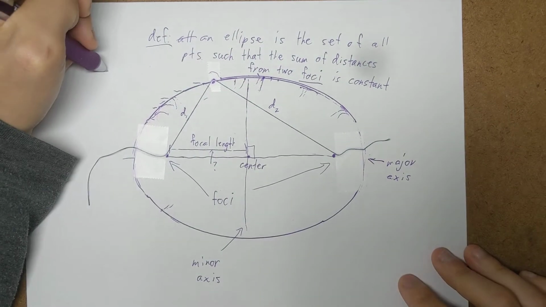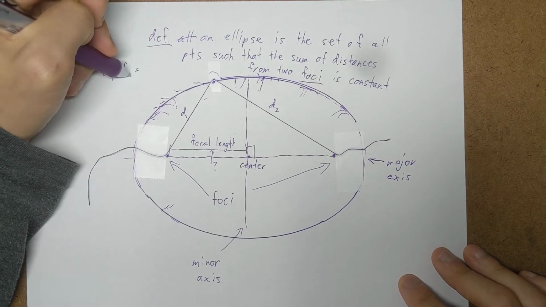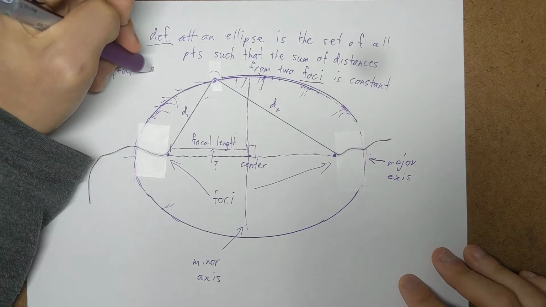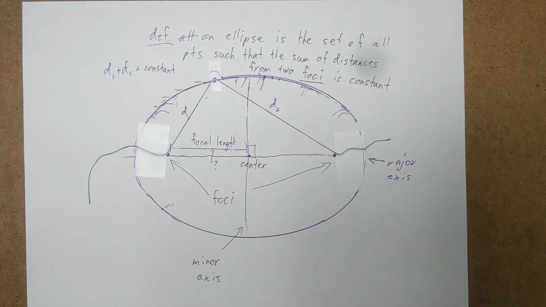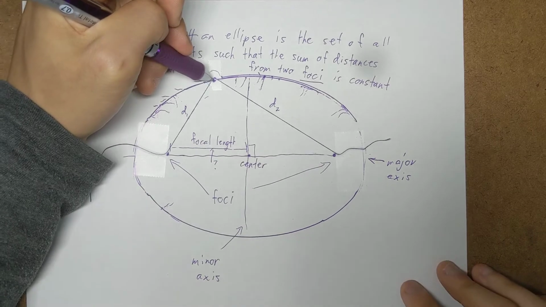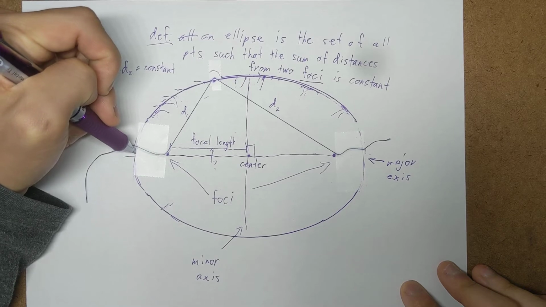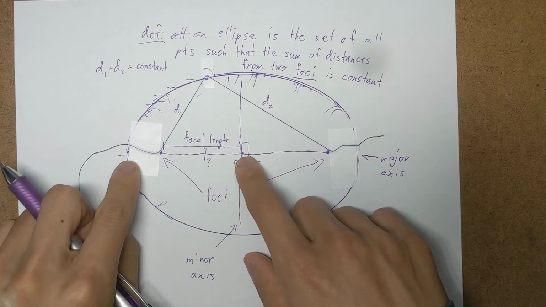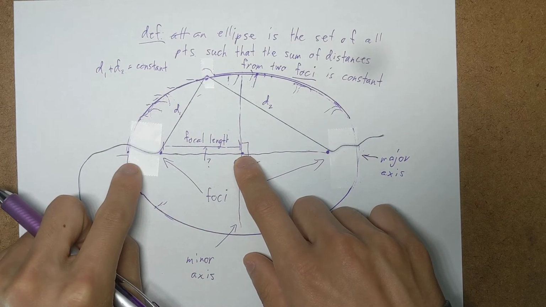Now we know that D1 plus D2 equals a constant, some number, and it's always the same. The question is, what is that? Well, notice, if I bring the point all the way down here, and now I'm kind of wishing I didn't tape it down, what is that distance? Well, notice, this distance together is already the semi-major axis.